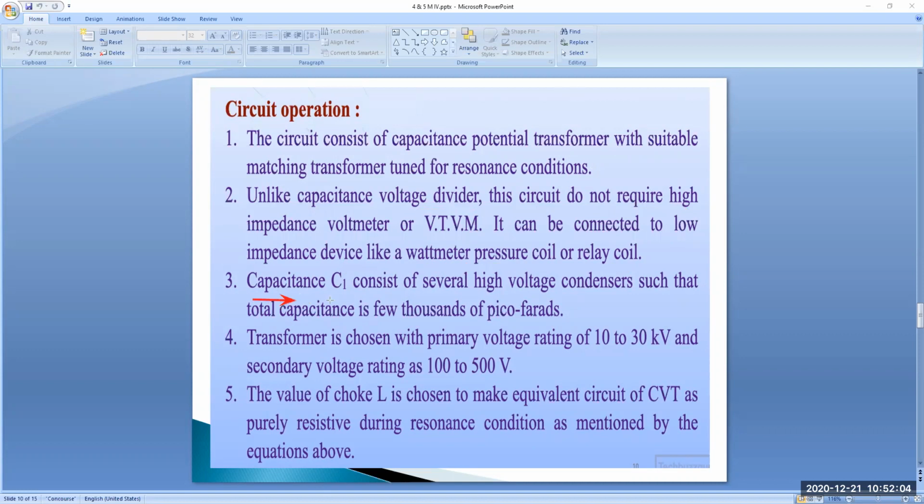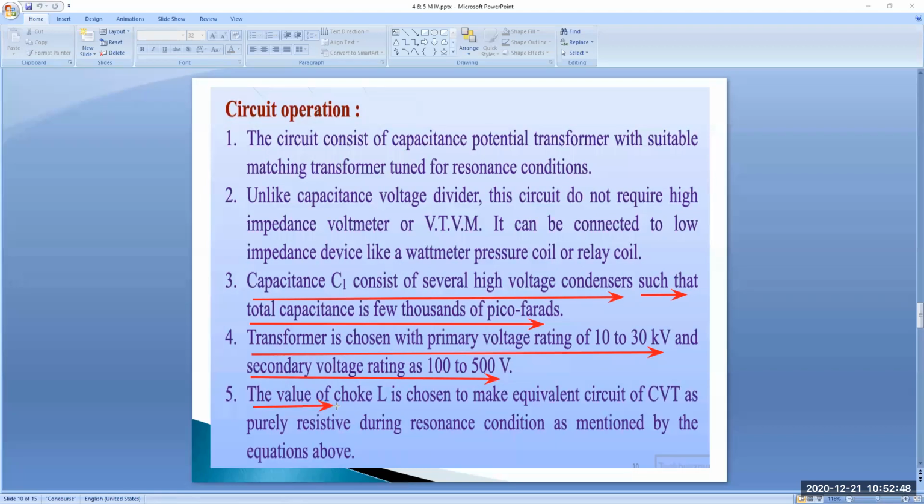Next, third one, capacitance C1 consisting of several high voltage condensers such that total capacitance is a few thousands of picofarads. Next one. Transformer is chosen with primary voltage rating 10 to 30 kilovolts and secondary voltage rating as 100 to 500 volts. It's clear.